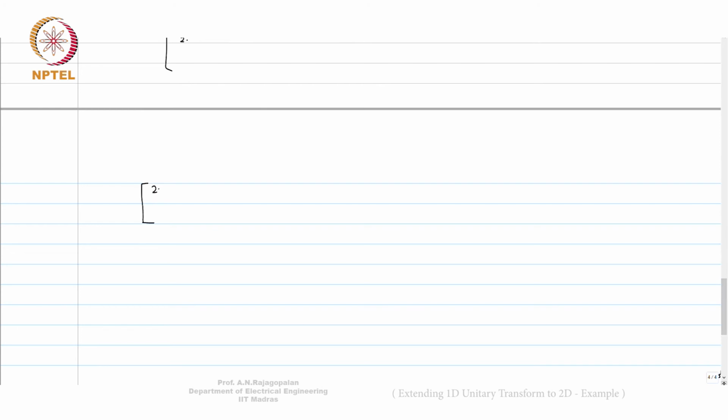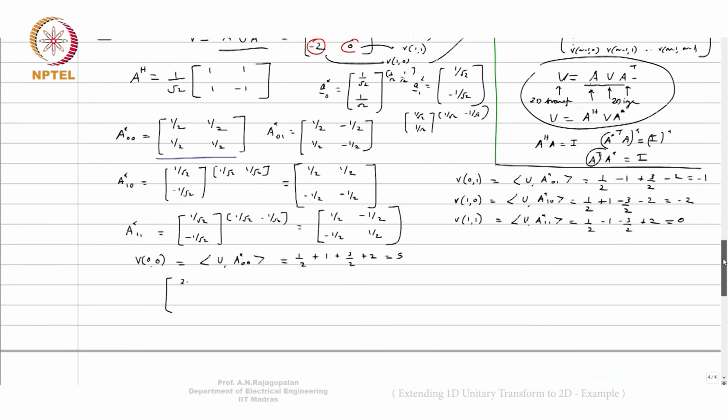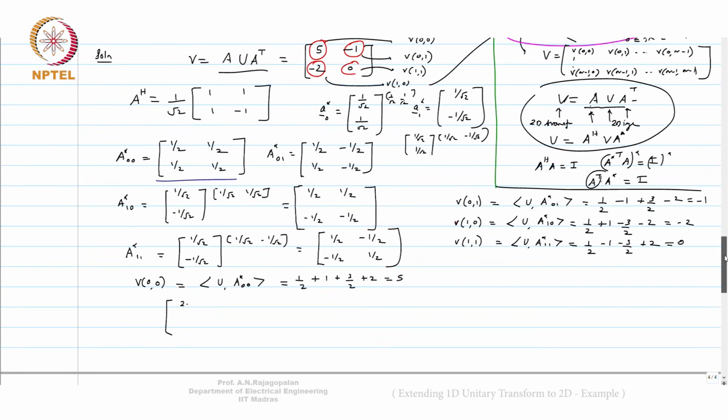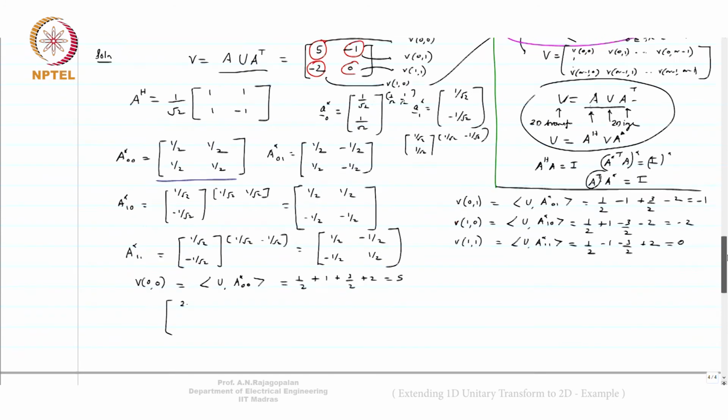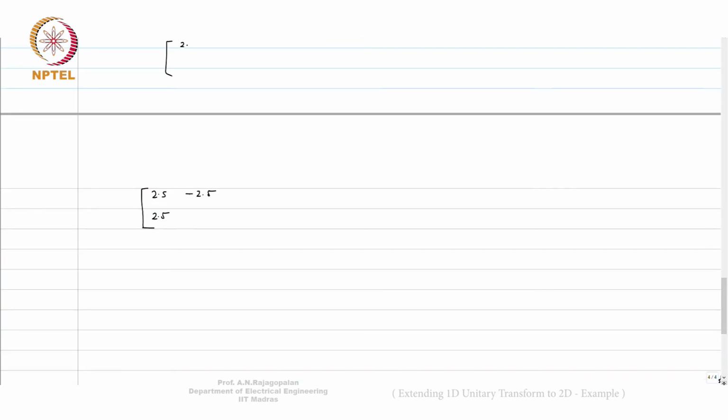If you can tell me 2.5 minus 2.5, what was it? 2.5, 2.5, yeah? What was it? 5 times A star 0, 0 is, what was the last one? All are 2.5? No, minus 2.5 is there, no? Oh, okay, all are 2.5. Oh, I am looking at the wrong one. Yes, all are 2.5. Correct. I am looking at plus.